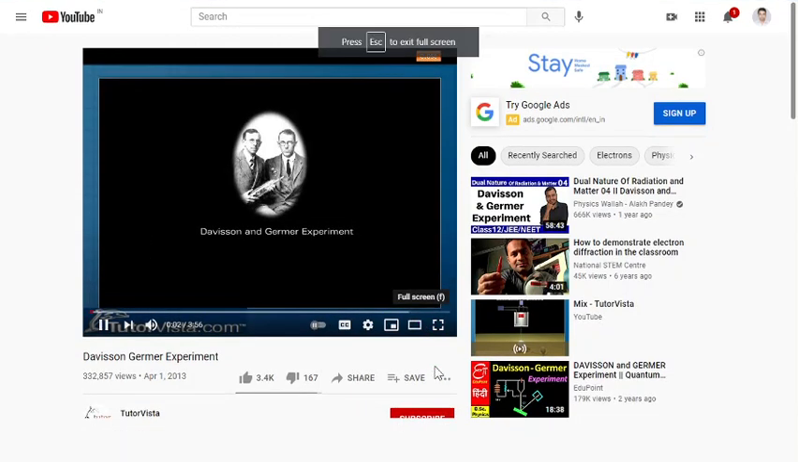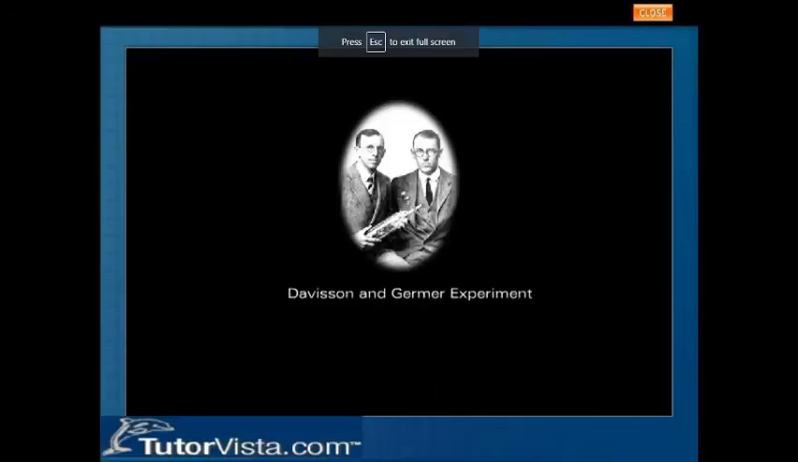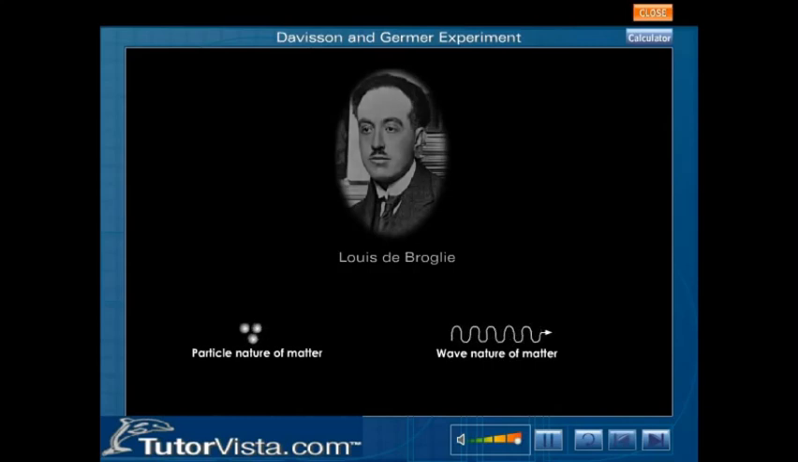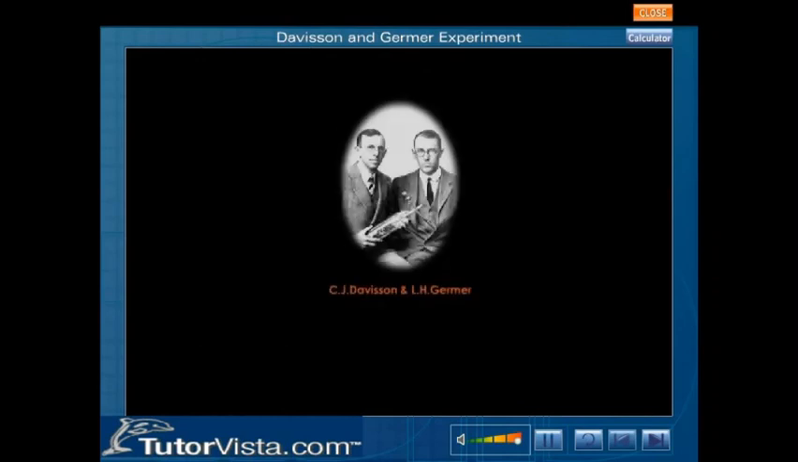Davisson and Germer experiment. In 1924, Louis de Broglie postulated that all forms of matter have both wave and particle characteristics. According to this hypothesis, electrons, just like light, have a dual particle-wave nature. Two American physicists, C.J. Davisson and L.H. Germer, were the first to experimentally prove the wave nature of material particles in 1927.